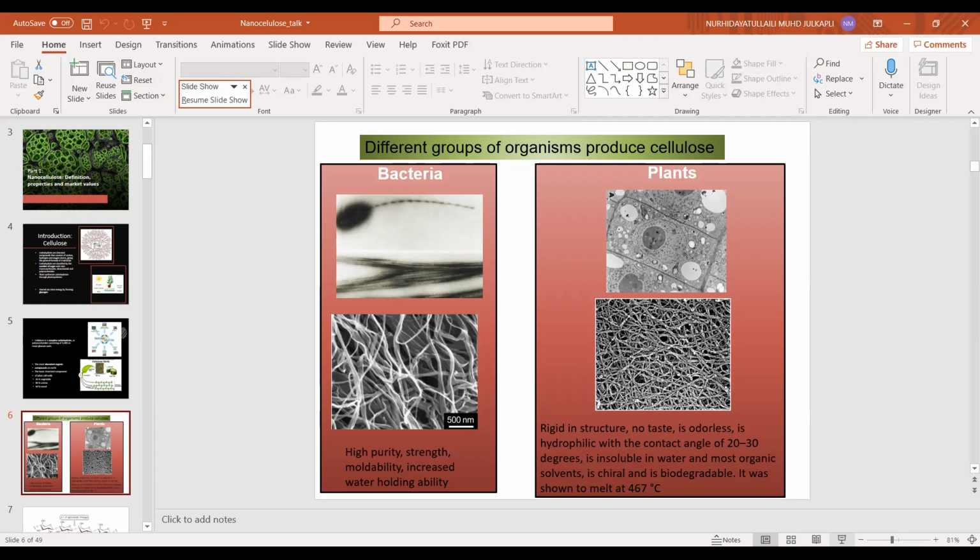They make it more rigid, and it is tasteless, odorless, and hydrophilic, with a contact angle of 20 to 80 degrees. It's highly hydrophilic due to the abundant number of hydroxyl groups in its glucose units, and it's considered biodegradable, which is why it can be used in most paper or tissue industries.